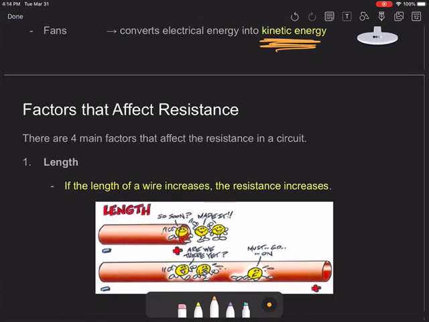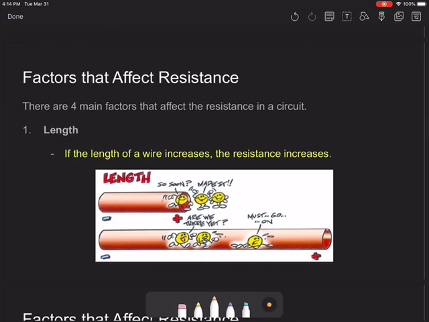Okay. We're also going to talk about resistance, right? When we're talking about resistance, there's actually 4 main factors that affect resistance in a circuit, and you will need to know these 4 main factors and how they affect the resistance in a circuit. So the first thing is the length of a wire, right?